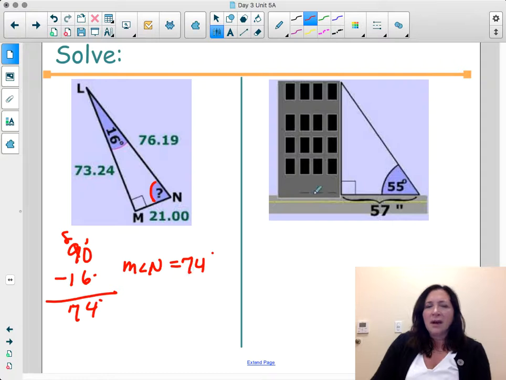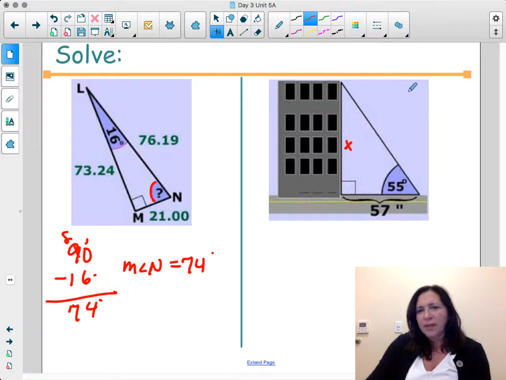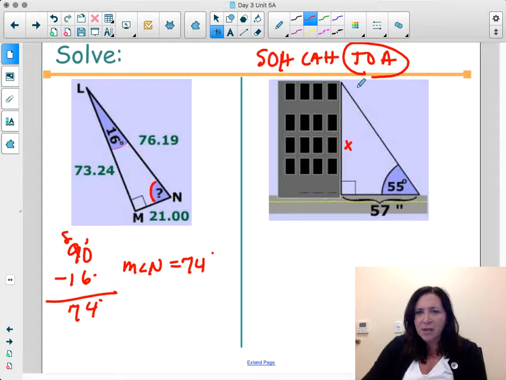This one here, though, we're going to try to find the height. Notice that I don't have a hypotenuse here. Well, if you remember your SOH CAH TOA, the only one that doesn't use the hypotenuse is tangent. See, there's my hypotenuse here. I don't have that.